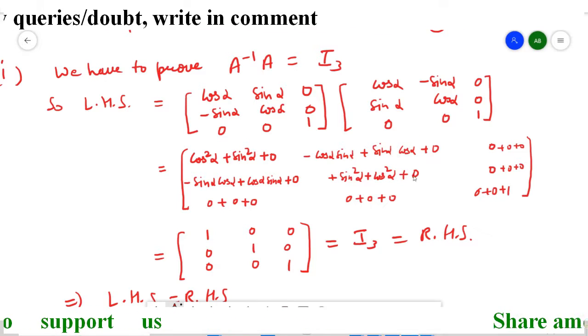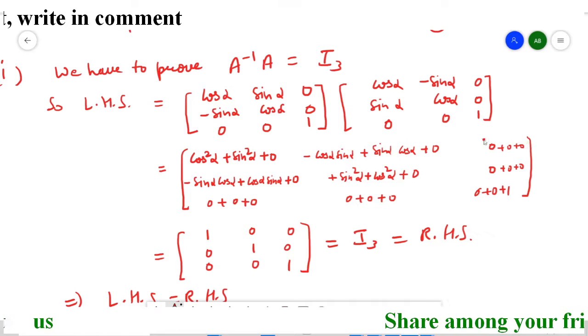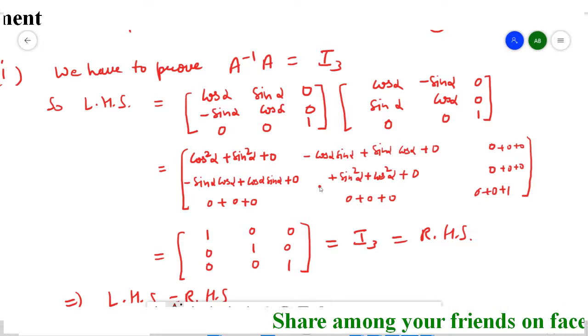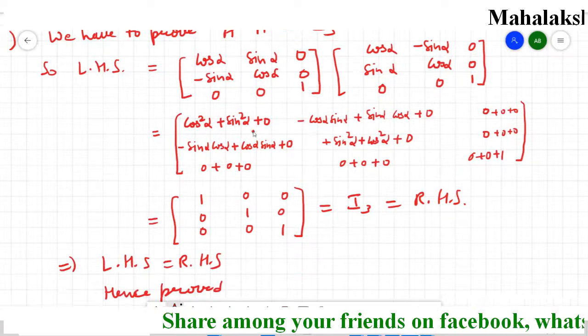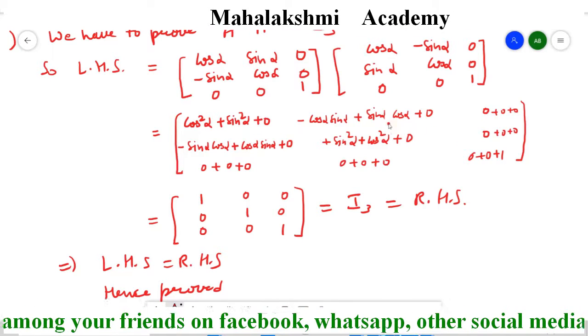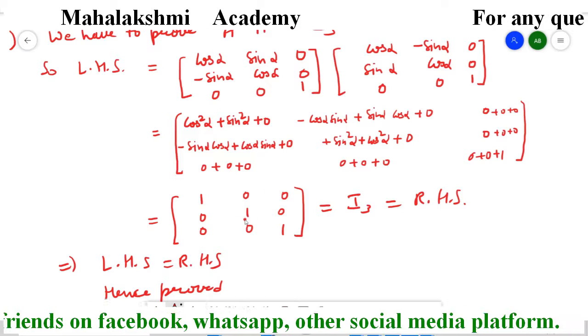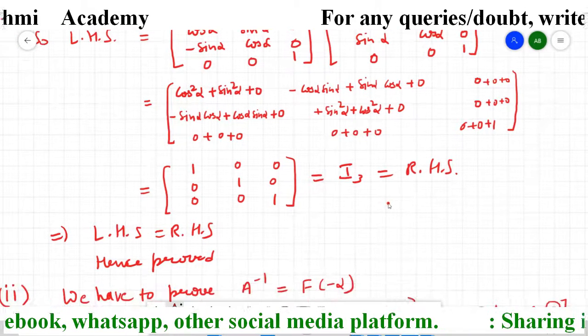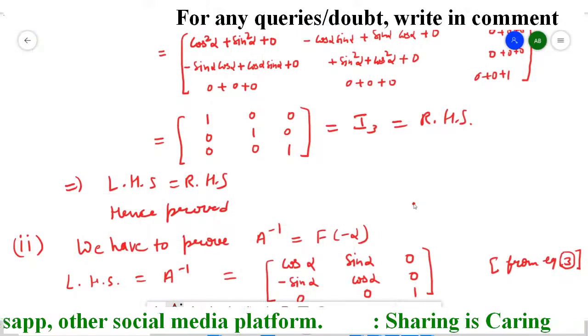So like this you have to do all the entries, and after doing this what we find is here cos square alpha plus sin square alpha is 1, so diagonally it is 1, but except that every term is 0. So this is your I3. So the first part is completed.